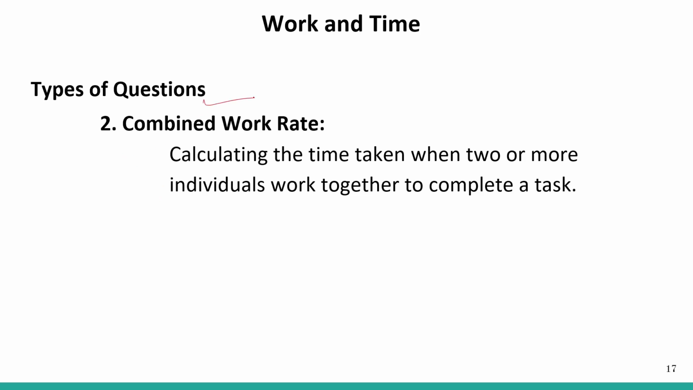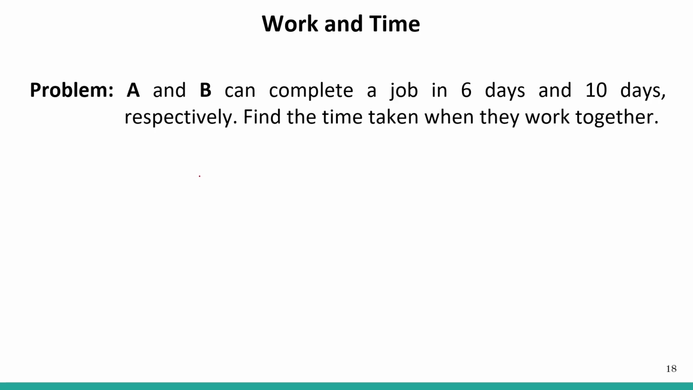So let's see question number 2, combined work rate: calculating the time taken when two or more individuals work together to complete a task. A and B can complete a job in 6 days and 10 days respectively. Find the time taken when they work together. A can complete it in 6 days and B can complete it in 10 days.